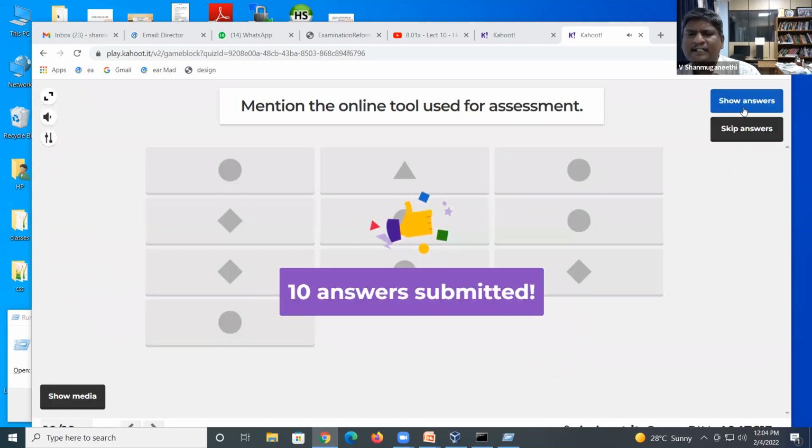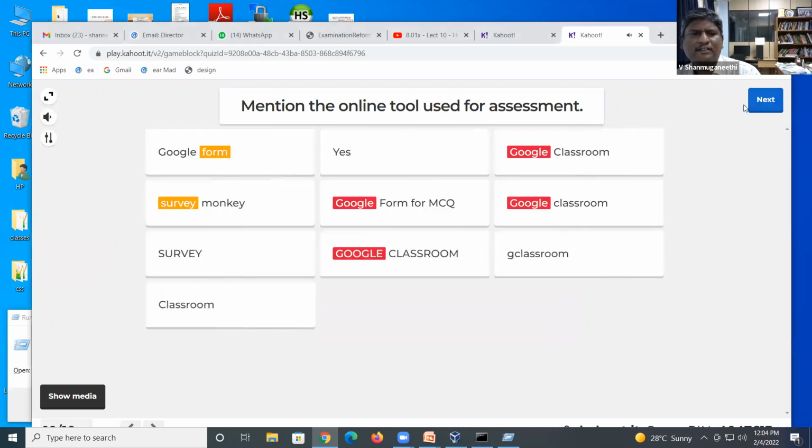So, show answers. Most of you are using Google, Survey Monkey, Google Classroom. So most of you have used Google tools only. But there are n number of tools out there.